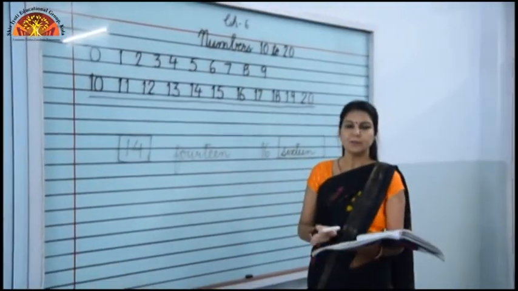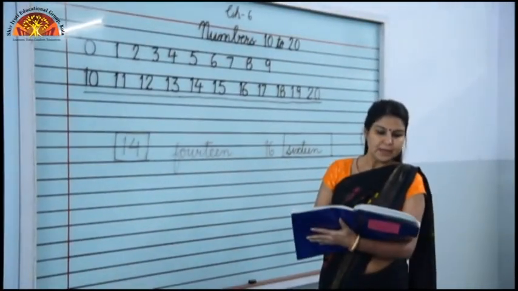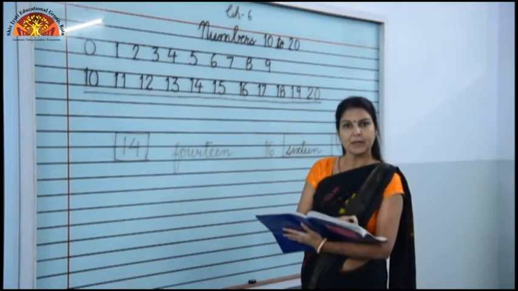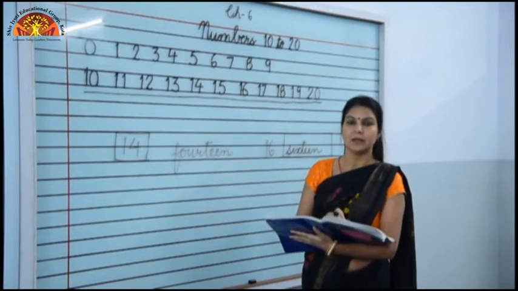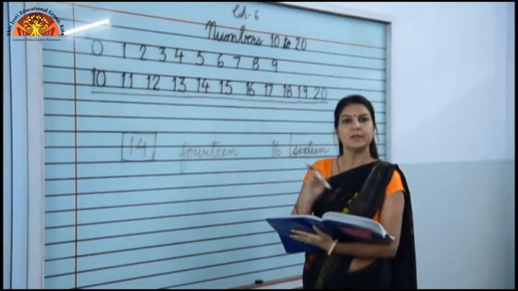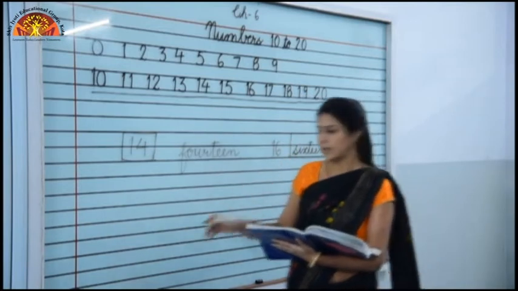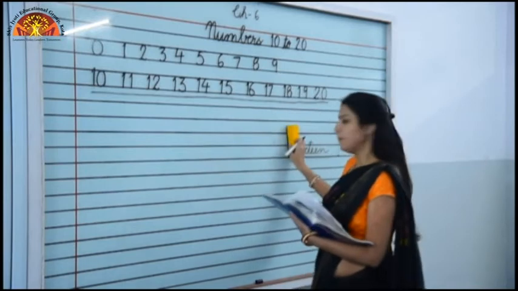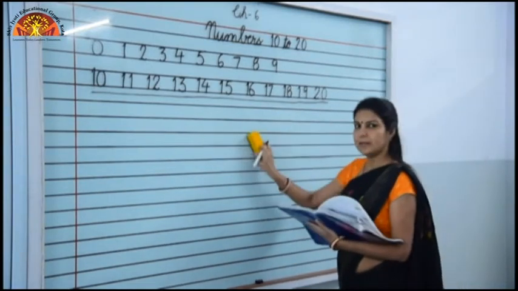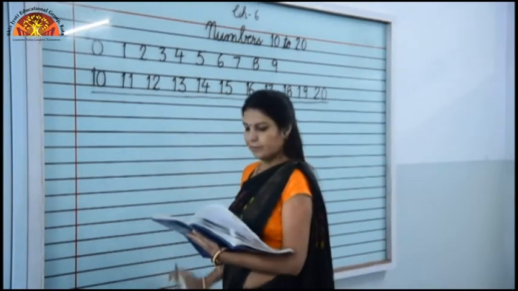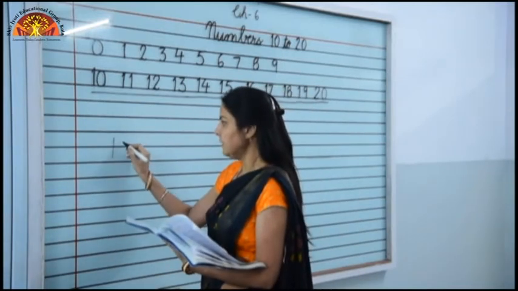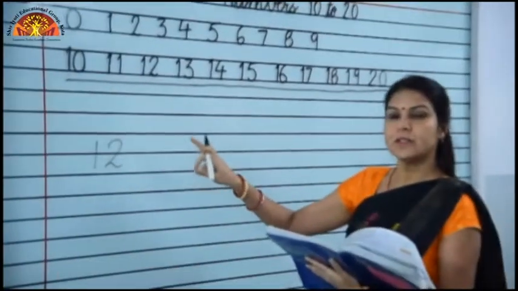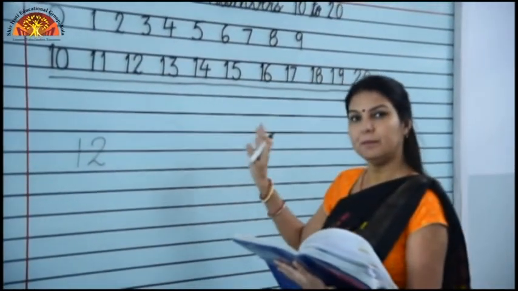Now look at question number 2. This is match the number with their number names. Children, here on one side numbers are given and on the other side number names are given. You have to match numbers with their number names. Let's see this question on the board. We already discussed numbers and number names, so you can do it very easily. See, first 12 is written. So we have to find out the spelling of 12 here in column B.